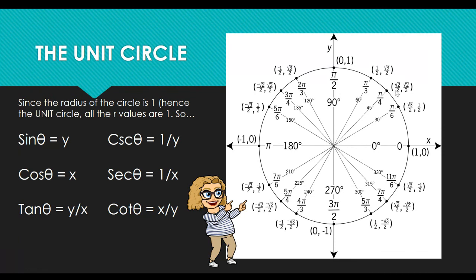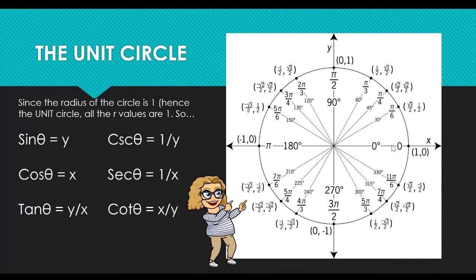For 45, we said square root of 2 over 2 for both. For 60, we said sine was square root of 3 over 2 and cosine was 1/2. And we did those quadrantal angles. You should have those from 2 slides ago. And it goes all the way around the circle. And it looks really confusing and like a bunch of gibberish to you right now. But let me show you something cool.